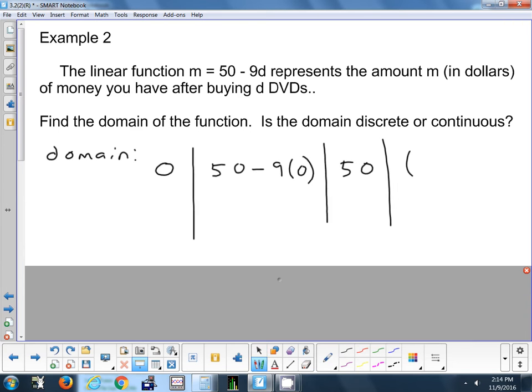And lastly, what would my coordinate be if I buy 0 DVDs? It would cost me how much? Cost me 0. So how much money would I have left? I'd have $50 left. If I don't buy any DVDs, I'm going to have $50 left. Okay. Do I have enough money to buy one DVD? Yes, I do.